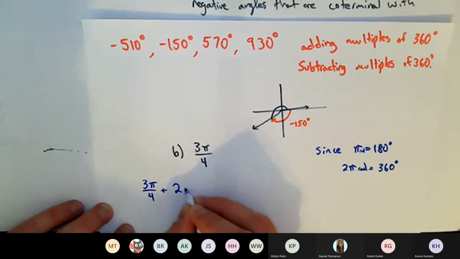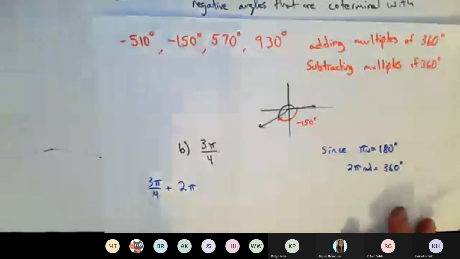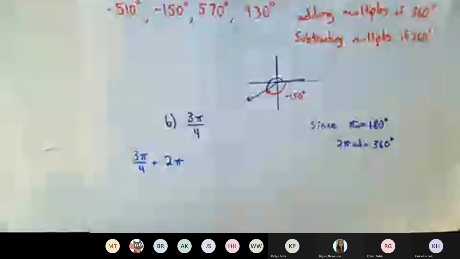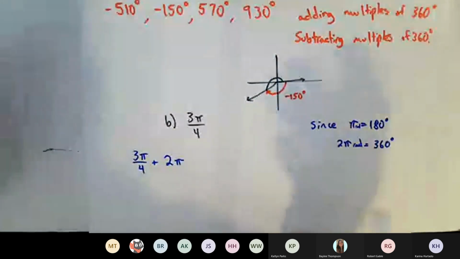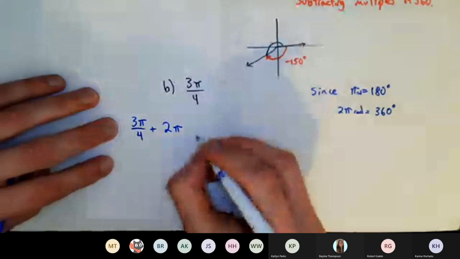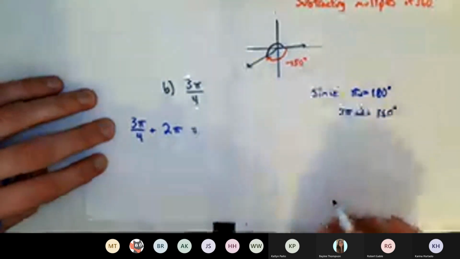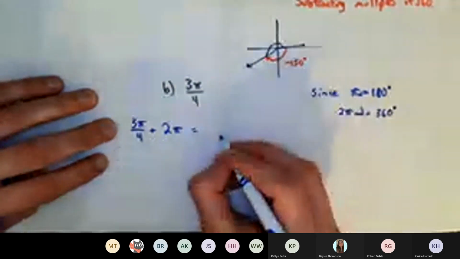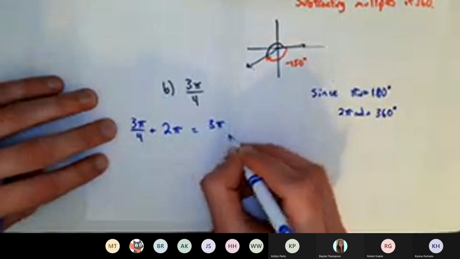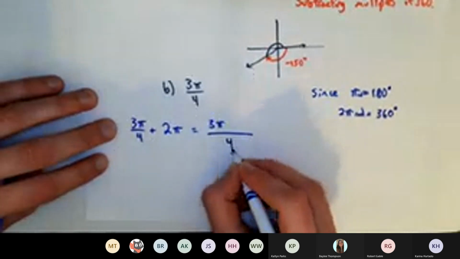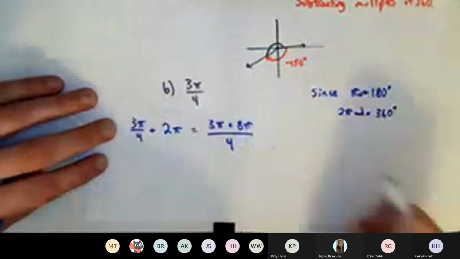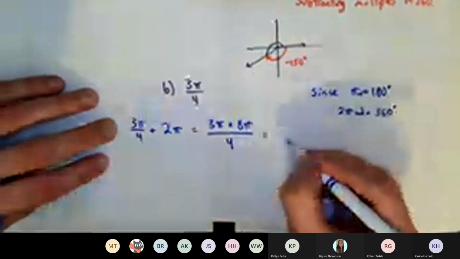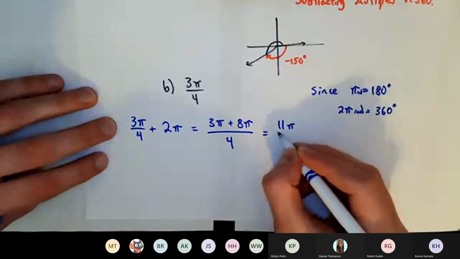I'm going to add 2 pi. I'm actually going to write it out, just as a quick example of adding fractions, right? Common denominators, all that stuff. Just a quick refresher. So this first positive one, I'm adding 2 pi. This is the same as 3 pi, well, denominator of 4, 3 pi plus 8 pi. Right, just common denominator there. And that's going to be 11 pi over 4.